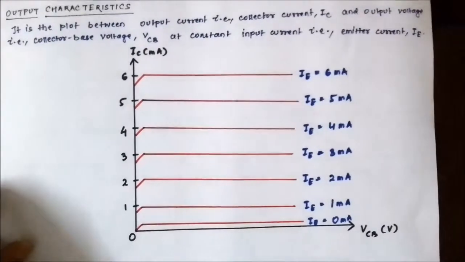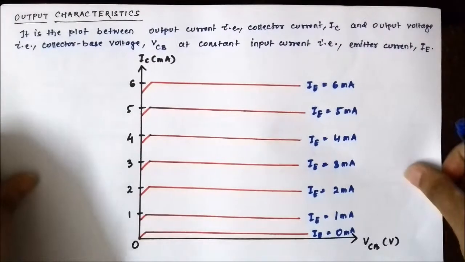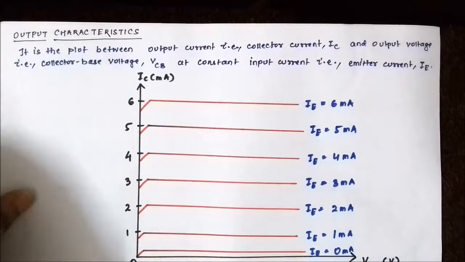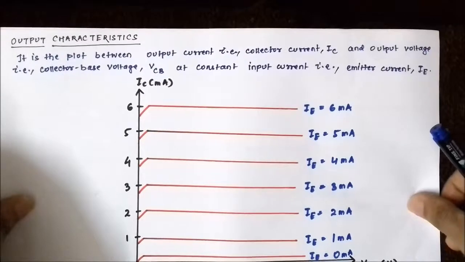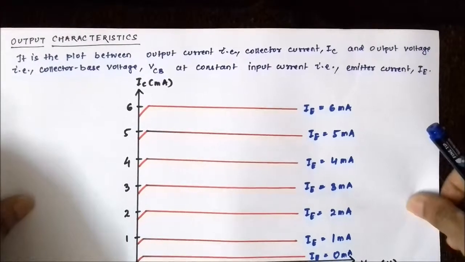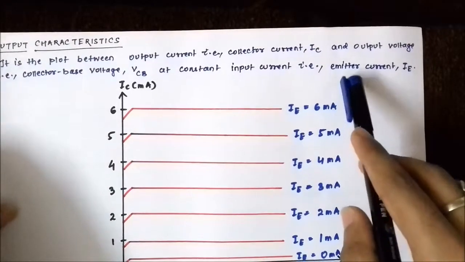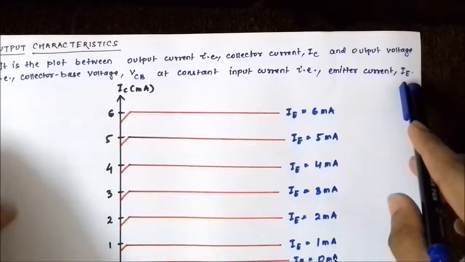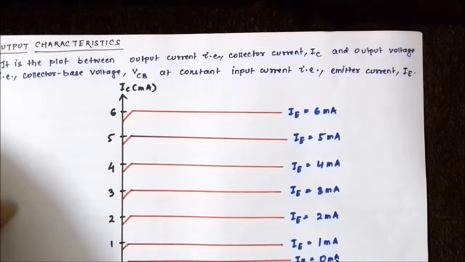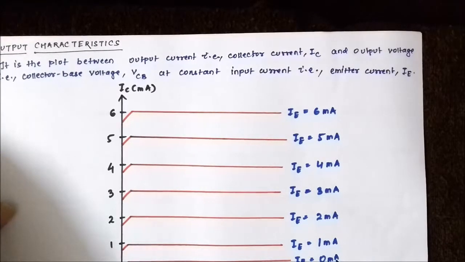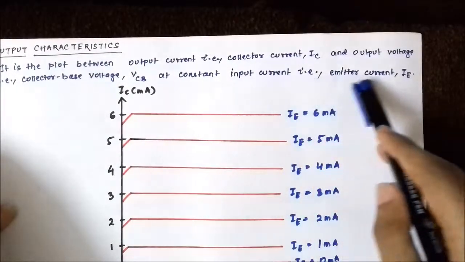So next is the output characteristics. The output characteristics of the common base mode BJT looks something like this. It is a plot between the output current and the output voltage, but here there is one change. The constant parameter is not the input voltage but the input current. Never make the mistake of writing the output characteristics as the plot between the output voltage and output current at constant input voltage. It is at constant input current.